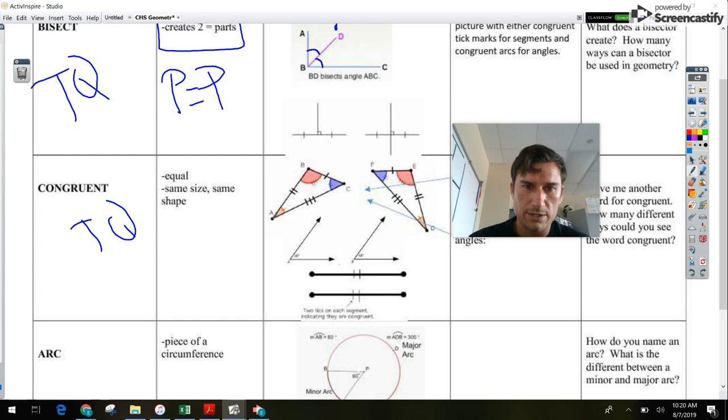Well, we have the 3 goes with 3. Just know who goes with who. So remember, the congruent marks for segments are important. The number of dash marks or tick marks tell you who's congruent to who.